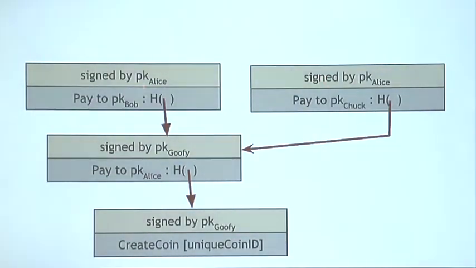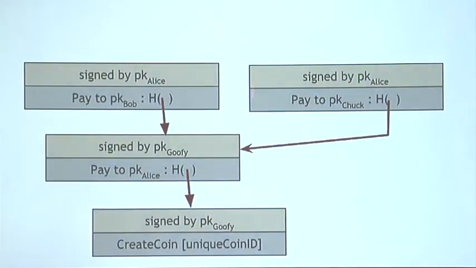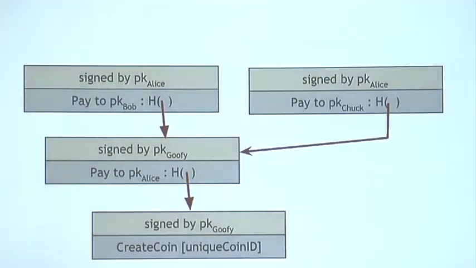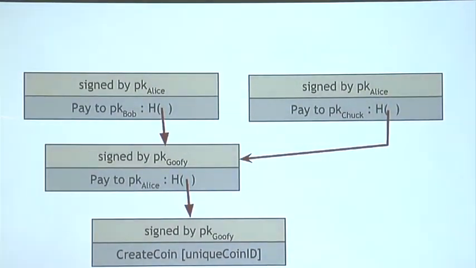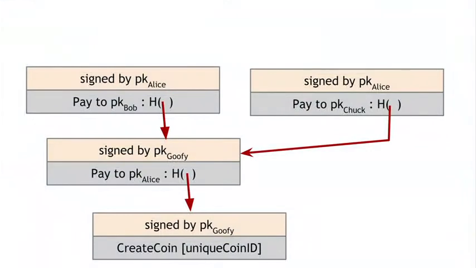Now if Chuck doesn't know about this data structure up in the upper left, let's say Alice just gave that to Bob and didn't tell Chuck, Chuck will look at this and think that it's perfectly valid and that now he's the owner of the coin. Chuck has a valid looking claim to be the owner of this coin, and Bob has an equally valid looking claim to be an owner of this coin, and that's a problem because coins are not supposed to work that way.